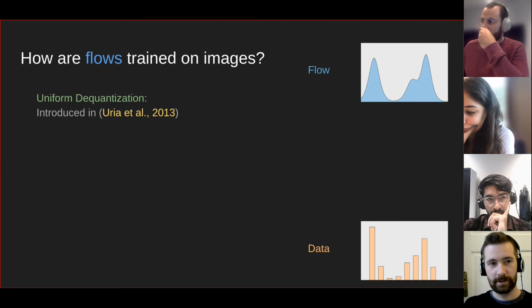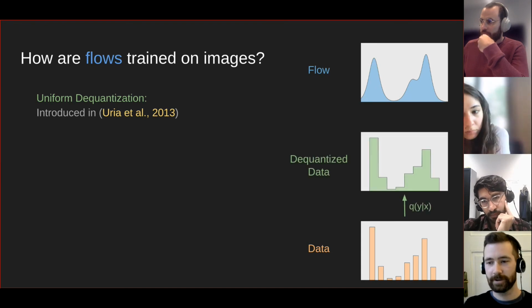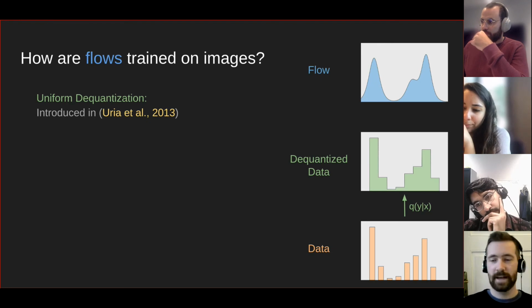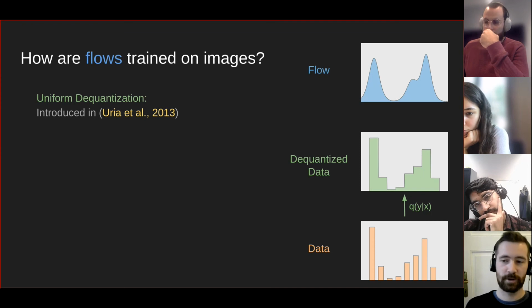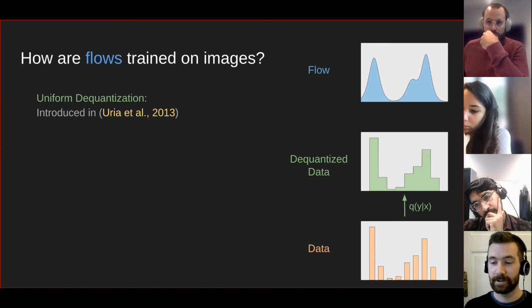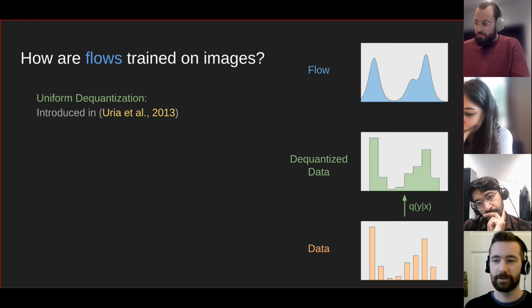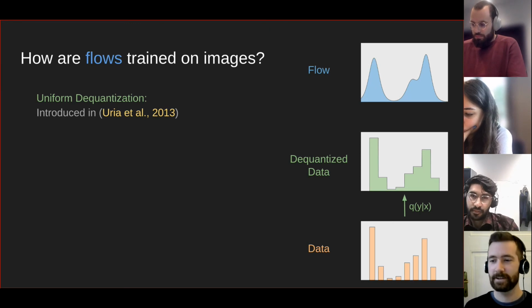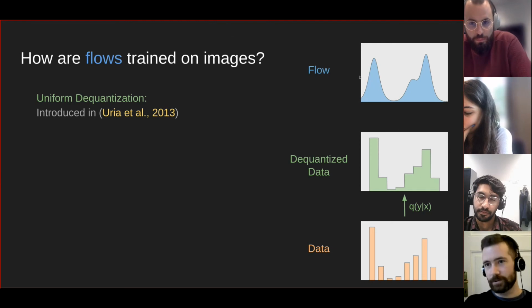So the method they propose to avoid this is uniform dequantization. What you do is just add uniform noise to the integers. So if you observe a 5, you randomly add uniform noise to that so that you get a value between 5 and 6. And so now you have support over the whole continuous space, and you don't get this collapse. And so you train your flow now just on this dequantized data instead of directly on the discrete data.